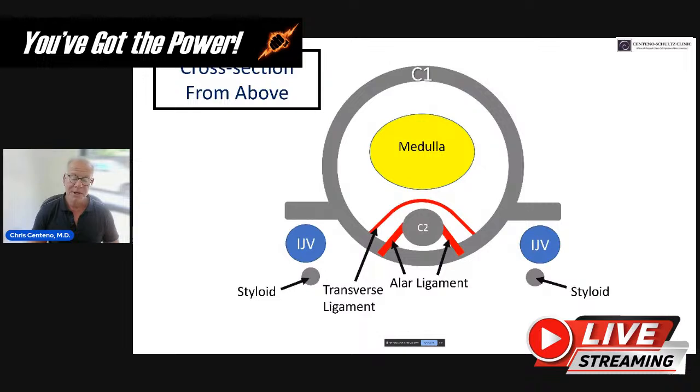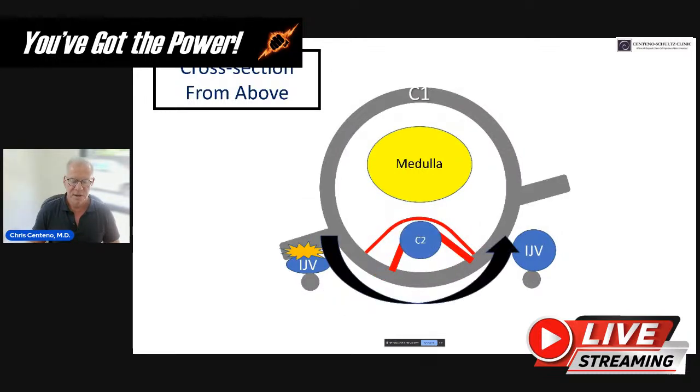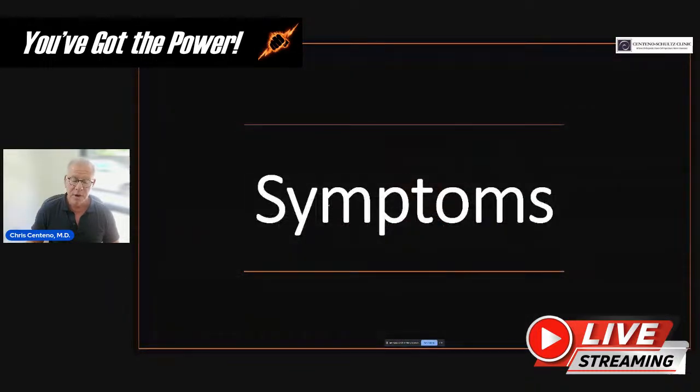Now, one of the things I always say, and we have to be careful of, is that there are a lot of people walking around with internal jugular vein compression. Somewhere between 1 in 3 and 1 in 4 adults that get imaging of their head and neck have internal jugular vein compression and don't really know about it. But if we see C1, C2 rotation or excessive rotation, again, we can get that internal jugular vein compression. So what are the symptoms of internal jugular vein compression?